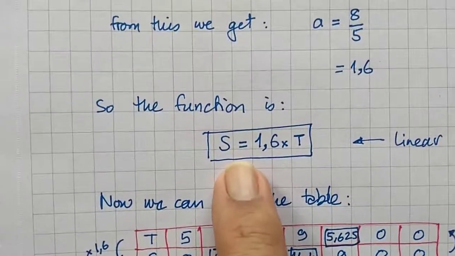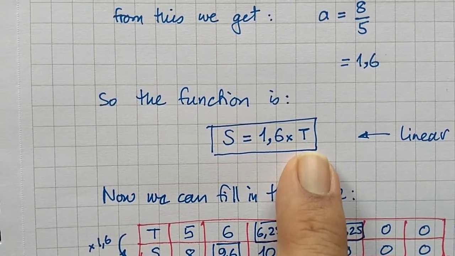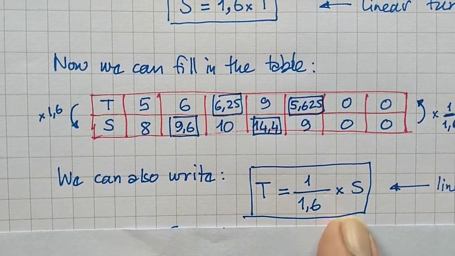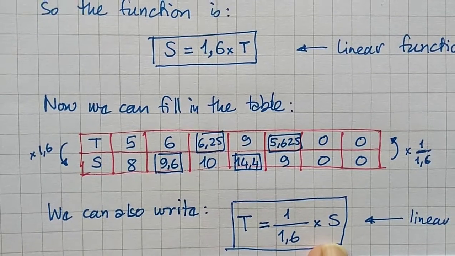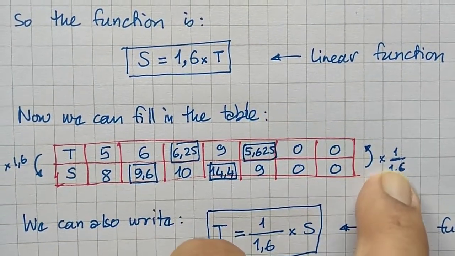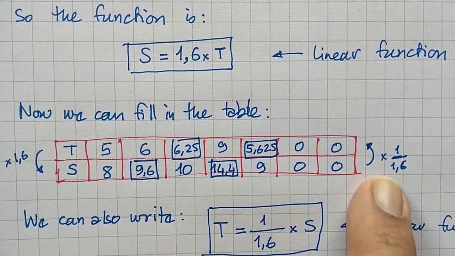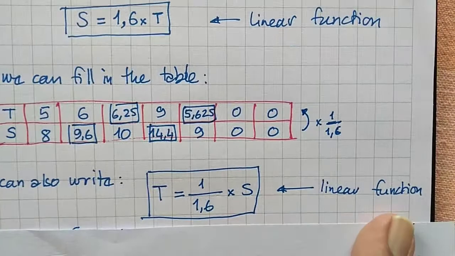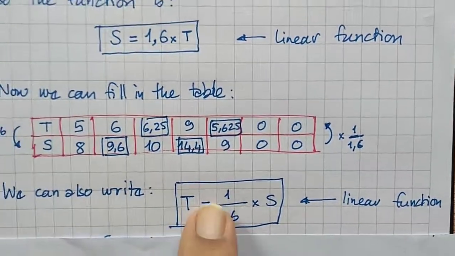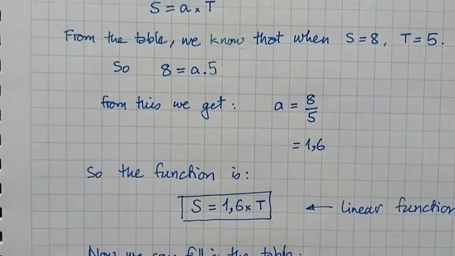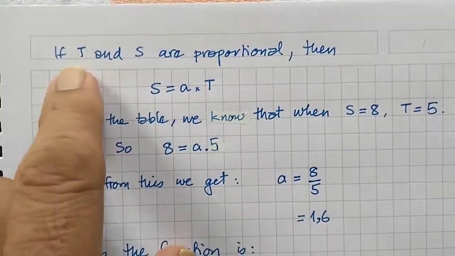From here we have said S is equal to 1.6 into T. We can also write this as T is equal to 1 over 1.6 into S. This is what you're doing. If you're going from S to T, you have to multiply by 1 over 1.6, which means you have to actually divide by 1.6. So this is also a linear function. These two linear functions express the relationship between T and S.